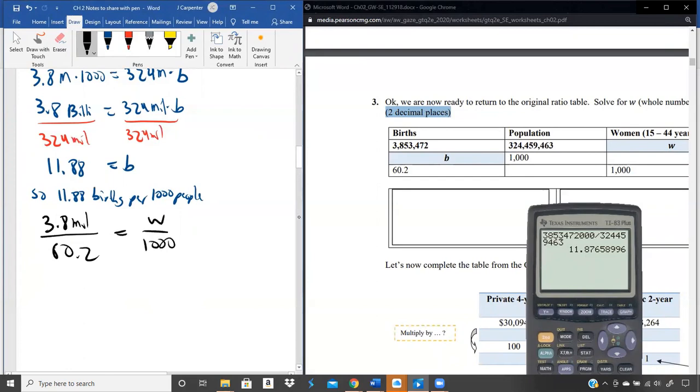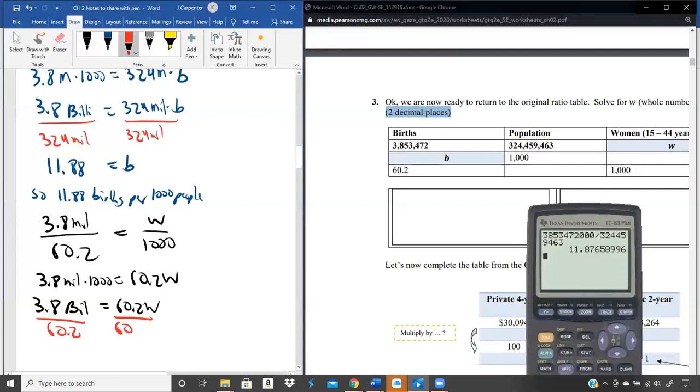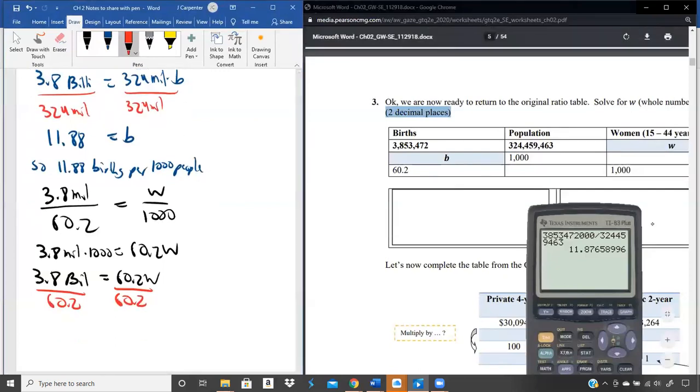We cross multiply. We'll get 3.8 million times 1,000 equal to 60.2 times W, which is 3.8 billion equal to 60.2 times the number of women of birthing age. Divide both sides by 60.2. If you can't do this very simple algebra, you have got to practice it 1,000 times before you can. And then do the calculation.